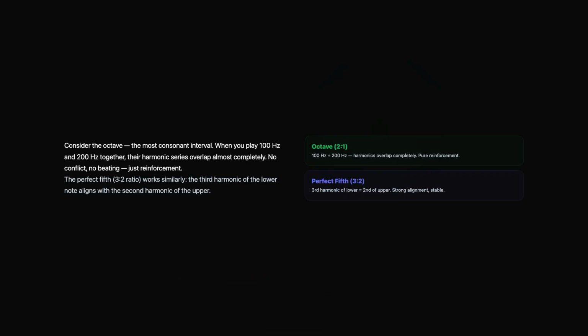The perfect fifth, a frequency ratio of 3 to 2, works similarly. The third harmonic of the lower note aligns with the second harmonic of the upper note.